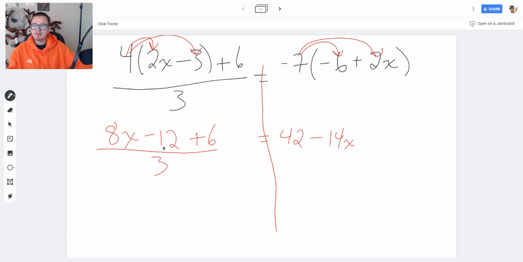Okay, now here you can take this two ways. You could multiply by 3 first, or you can combine like terms first, because those are both constants. I'm going to do that.